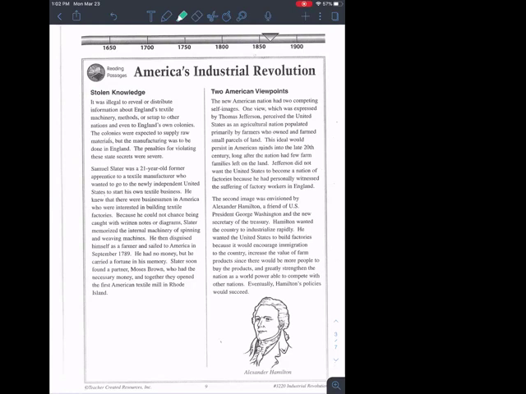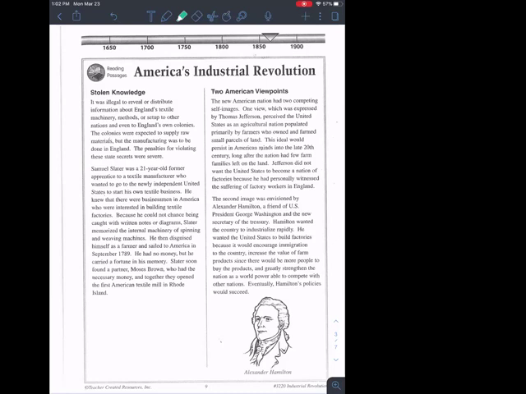It was illegal to reveal or distribute information about England's textile machinery, methods, or setup to other nations, and even to England's own colonies. The colonies were expected to supply raw material, but the manufacturing was to be done in England. The penalties for violating these state secrets were severe. So you could be considered a traitor if you took any of this information and started your own textile firm in another country.